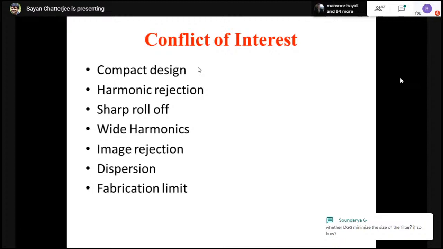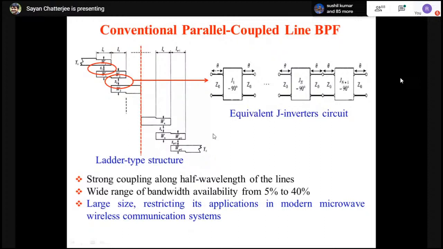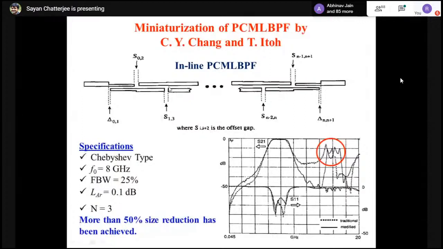So first our objective is some of the ideas of how the parallel coupled line filter size reduction has been obtained by the researchers. See, we have already seen the standard parallel coupled lines. These are standard ladder type parallel coupled line filters, but they contain certain X and Y dimensions. So that's why we are moving to compact dimensions. See, the dimensions are such that they are overlapping each other. But the problem you can see here, maybe the passband is very good, but it contains certain higher harmonics, and those harmonics are generally ignored in a large number of papers.